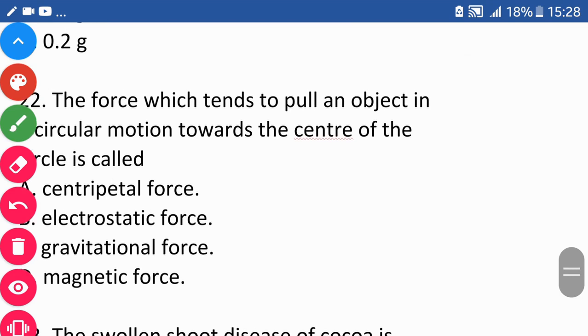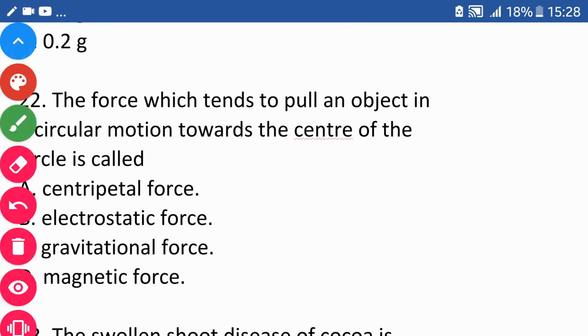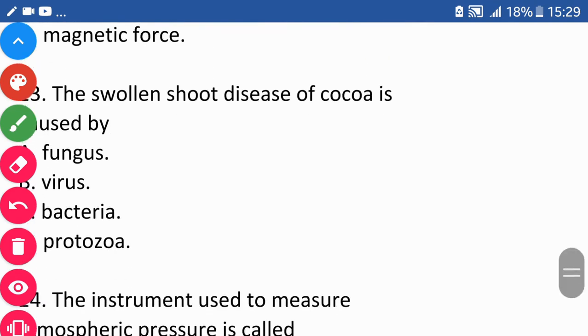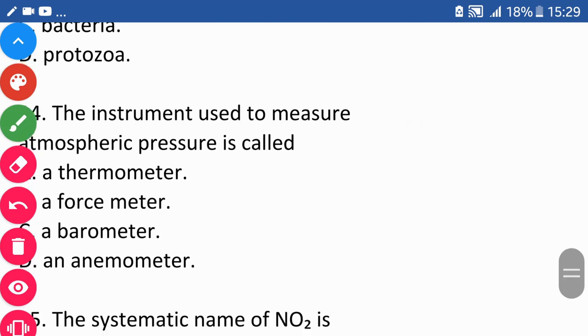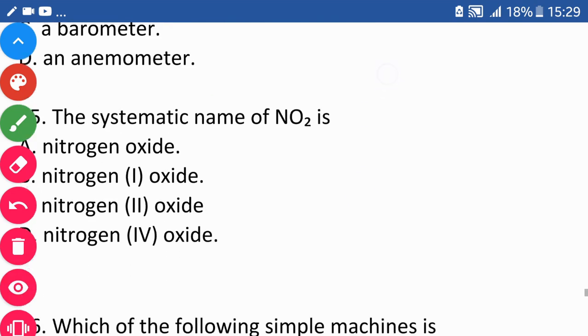The force which tends to pull an object in a circular motion towards the center is centripetal force. Swollen shoot disease of cocoa is caused by a virus. So B, virus. The instrument used to measure atmospheric pressure is called a barometer. C, barometer. The systematic name of NO2 is?